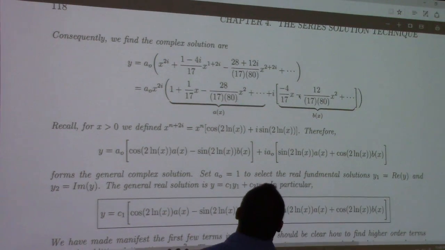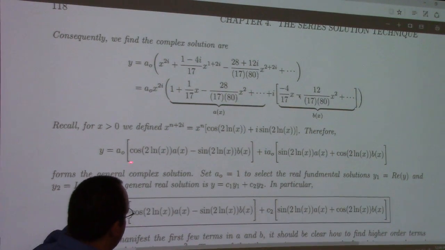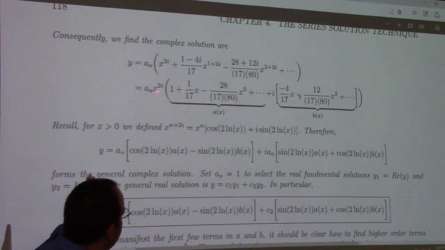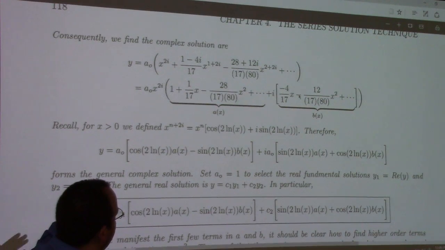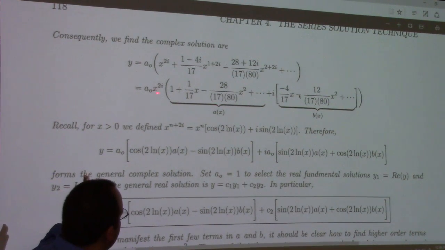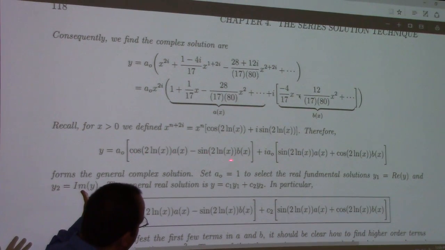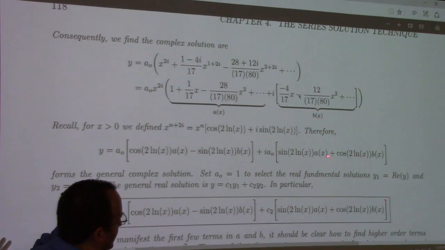All I'm doing is multiplying this stuff out to present the real part of it and then the imaginary part of it. So the real part comes from a times the cosine term in here minus b times the sine term in here. And the imaginary part comes from the cosine term in here times b, and the sine term in here times a. Both of those pick up a coefficient of i down here. So the story is, that is the one Frobenius solution, and that is the other Frobenius solution.